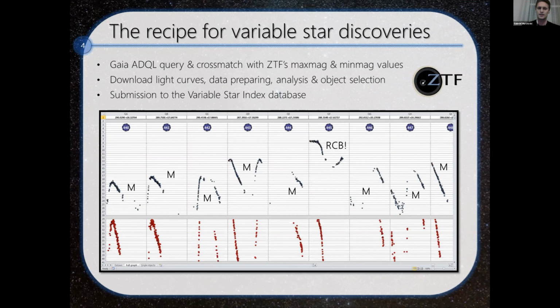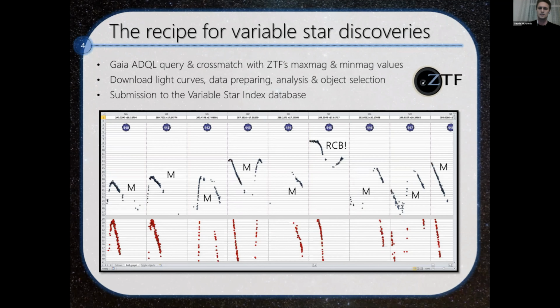So I ran the ADQL query on Gaia to get a list of such objects. Then I cross-matched the list, that's around 1 million or more objects that show the highest indexes. And then I cross-matched with ZTF's maximum and minimum magnitude values, to find which of them show the highest amplitudes of variability. Then, after I select the top objects, that's usually a few hundreds, a few thousands, maybe more, I download light curves of these objects, and then I start analyzing them.